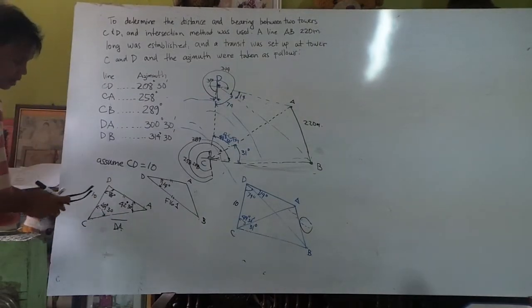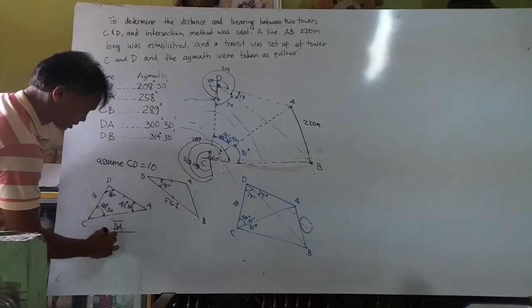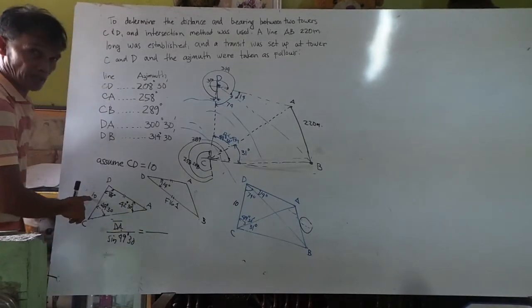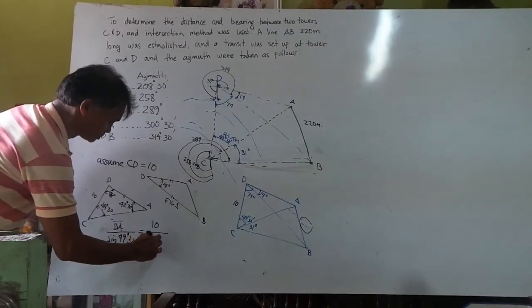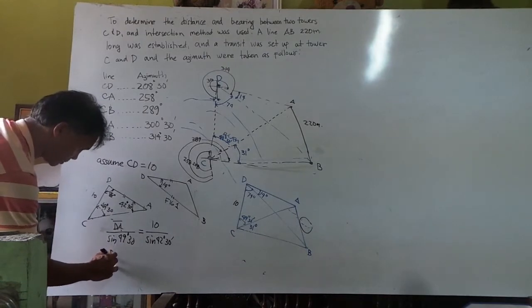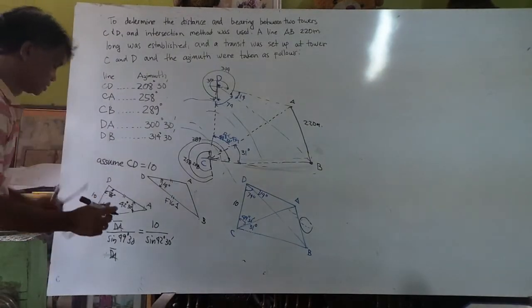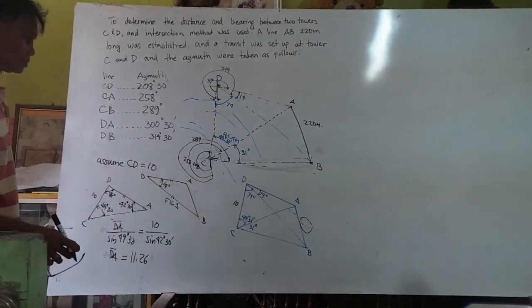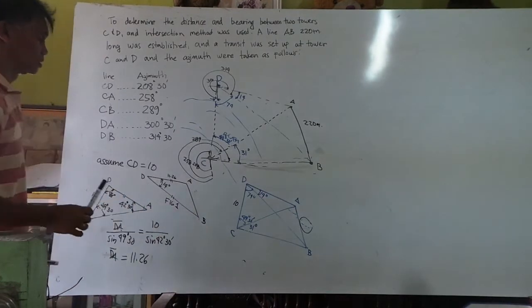By sine law, the distance DA, the opposite angle of DA is this one. So DA is to sine of 49 degrees and 30 minutes as our assumption 10 is to, ang iyang opposite ani is this angle, so you have sine 42 degrees and 30 minutes. Then you will have your answer DA equal to 11.26. So this is now 11.26, kini na po atong DA.